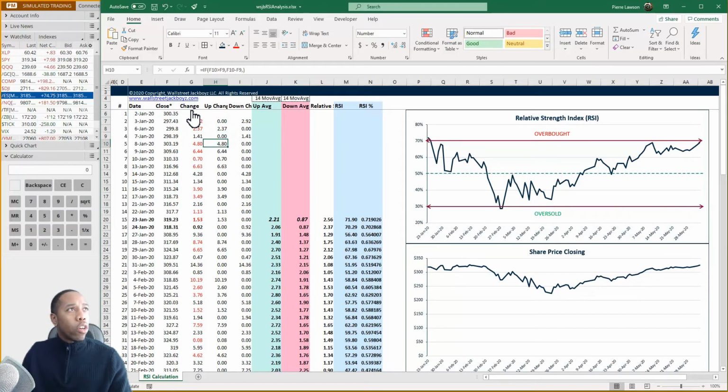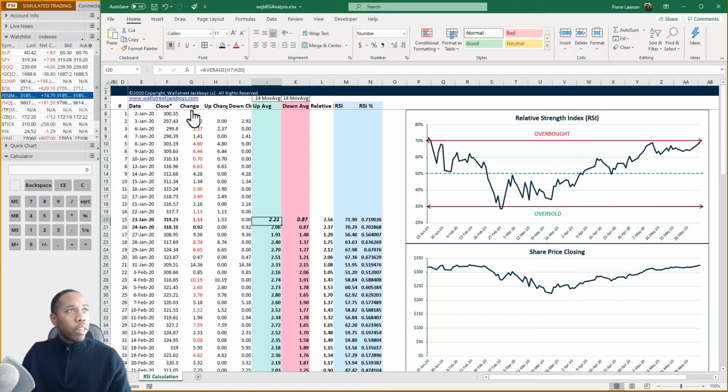And then this formula goes all the way down. So the days that were true, it gave us a calculation. The days that were false, it gave us a 0. And we do the same thing on down days, except instead of greater than, we did less than. Okay? So that's going to get us the up days in that column and the down days in the next column.